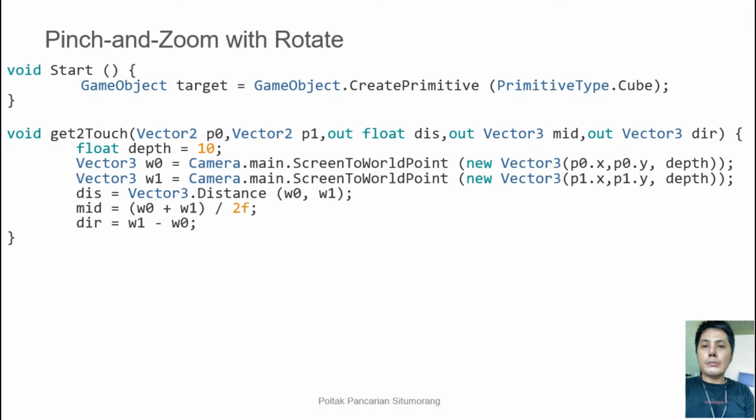The function getTwoTouch takes two positions, p0 and p1, representing the two fingers' positions on the screen. It converts p0 and p1 into v0 and v1, the world coordinates at a frustum depth of 10. The function returns the distance, dis, between the two finger positions. This will be used for scaling. The function returns the midpoint of the two fingers, mid. Mid will be used for translation. The function also returns the displacement vector, dir, of the two fingers. Dir will be used to determine the rotation of the camera.